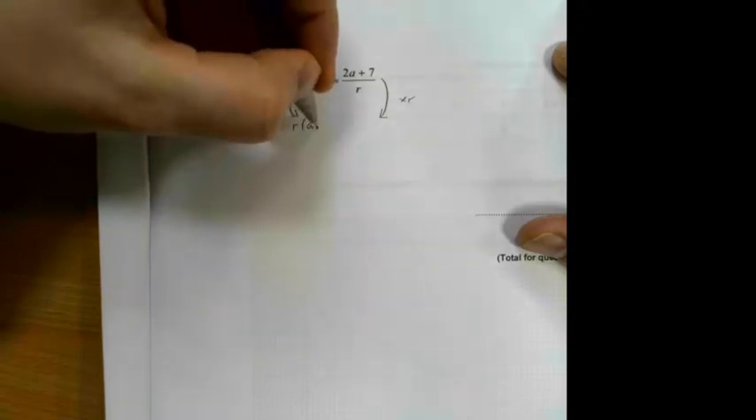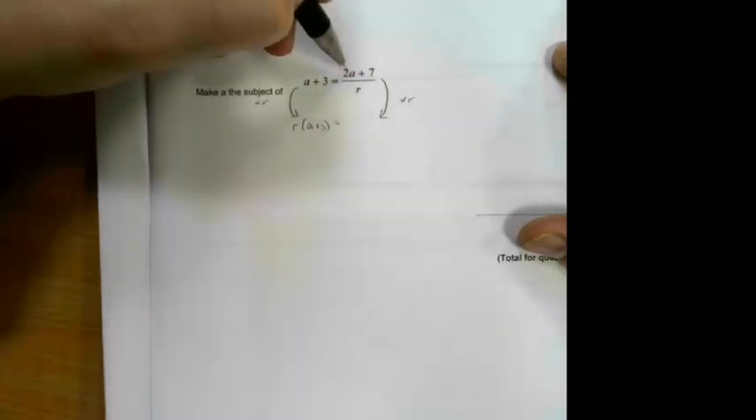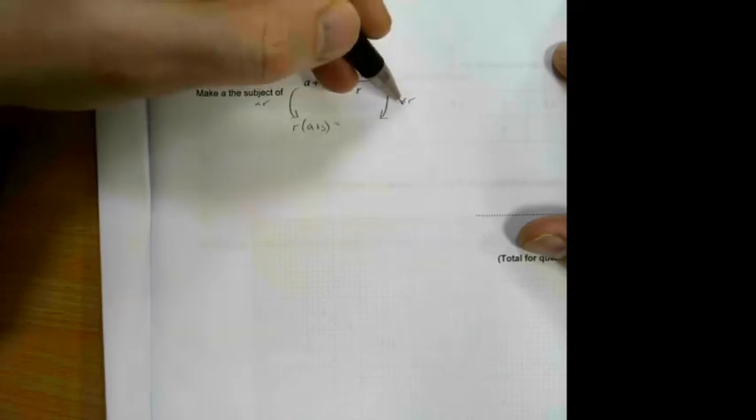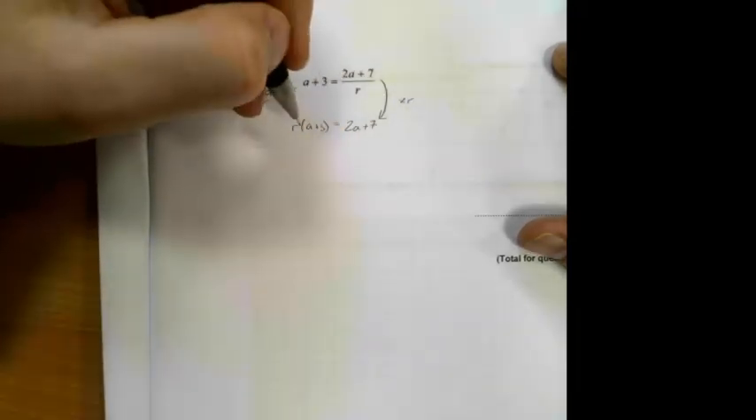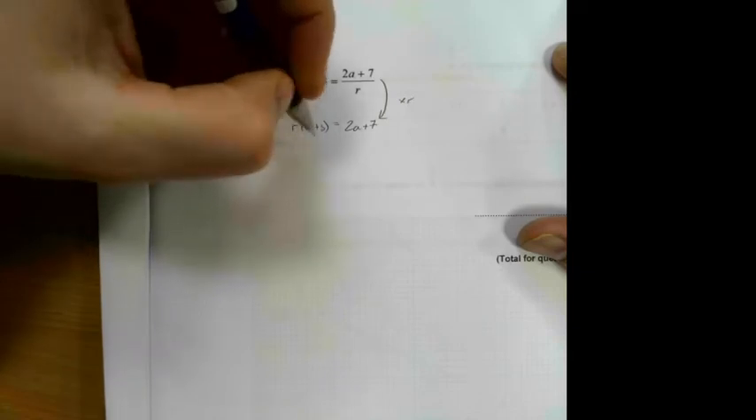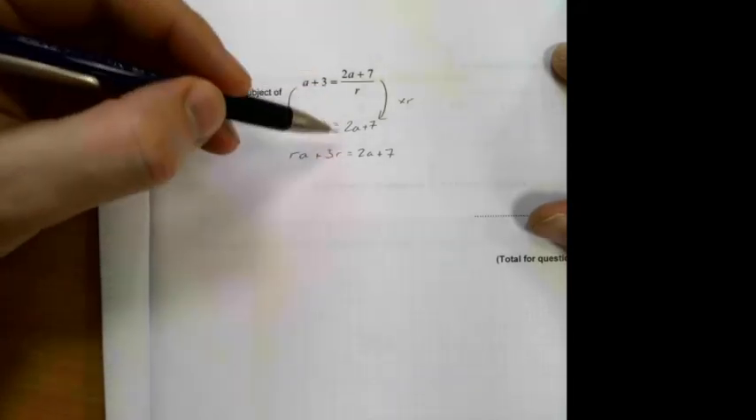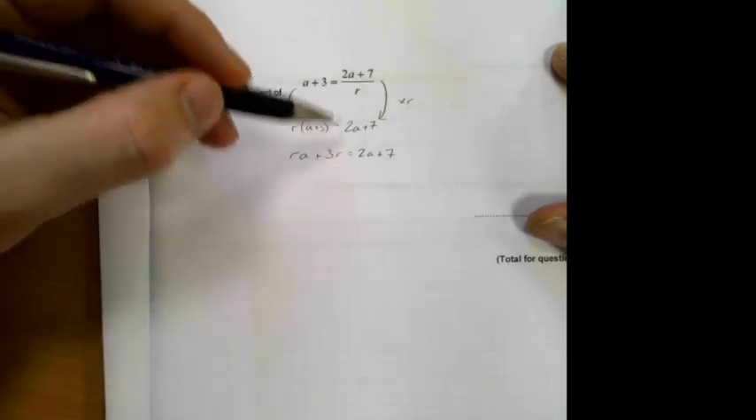So multiplying by r on both sides, I'm going to get my a plus 3 times by r, so ra plus 3. And I'm going to get 2a plus 7 all divided by r, all times by r. Well, the divide by r and the times by r will cancel out, and I'll get 2a plus 7 on the right hand side. Now, if I expand this brackets out, I'm going to get ra plus 3r is equal to my 2a plus 7. And whenever you're working through problems like this, try to line up your equal signs as best you can to show how your equation's progressing as you're trying to make this subject.